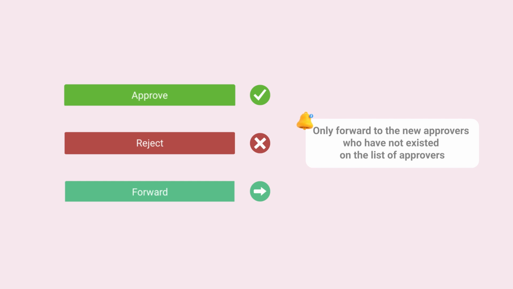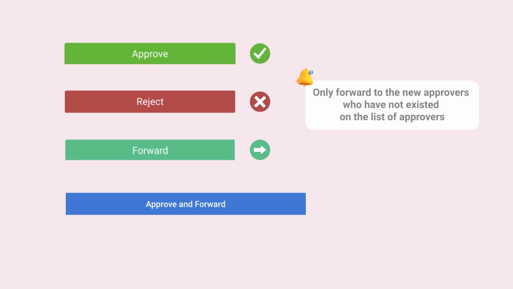When forwarding, there are 2 cases: agree and forward, and forward. Agree and forward means you have agreed to this request but still forward it to another person for reference and approval. Forward means you have a neutral opinion and have not decided to approve or reject this request yet. So you will transfer this request to another person for more information or reference and then make a decision later.